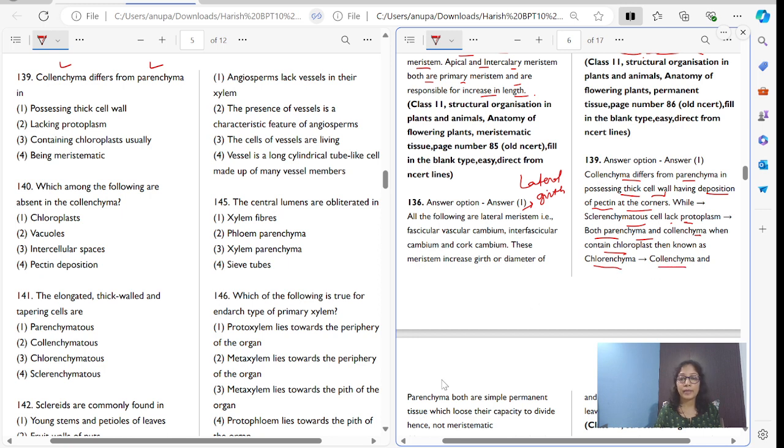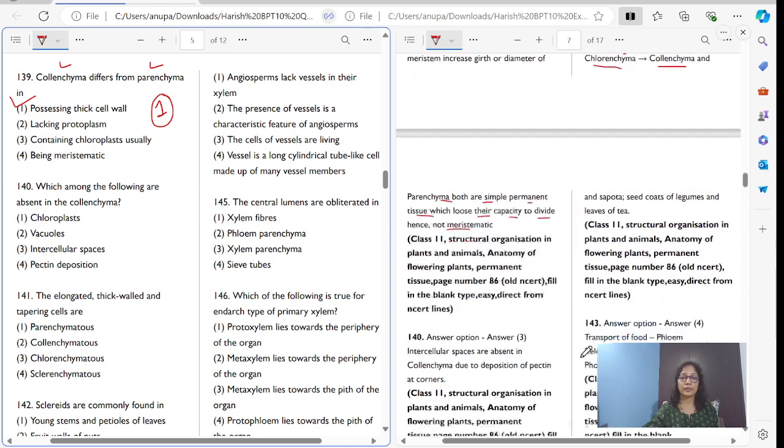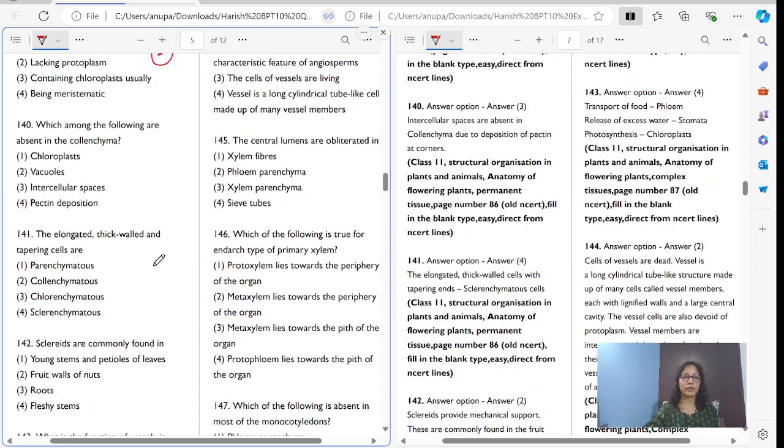While sclerenchymatous cells lack protoplasm, both parenchyma and collenchyma, when they contain chloroplast, are known as chlorenchyma. And collenchyma and parenchyma both are simple permanent tissue which lose their capacity to divide. Hence, they are not meristematic. Hence, the answer for this question will be option number 1. Collenchyma differs from parenchyma because they are having thick cell wall. Now let's move to the next question, that is question number 140.